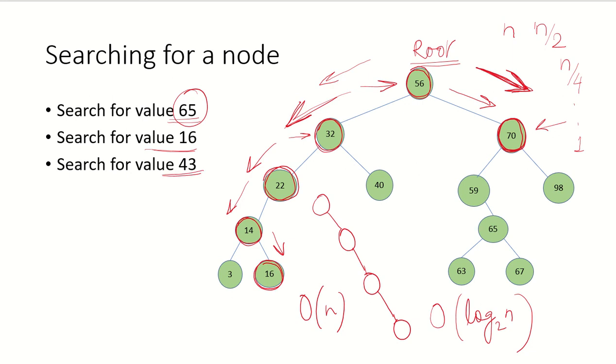Similarly, you can check with value 43. You will find that after you have reached this node over here, there are no left and right children of this node, and that means this value 43 is not available in the tree.